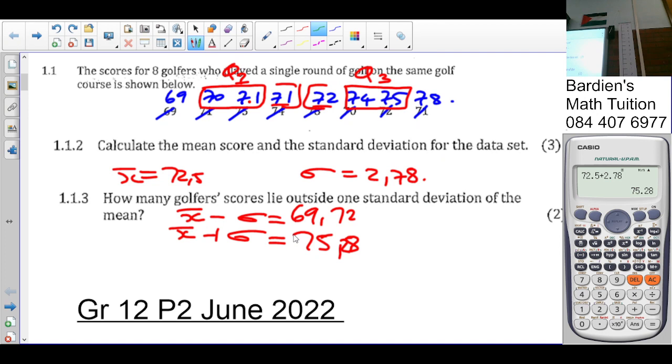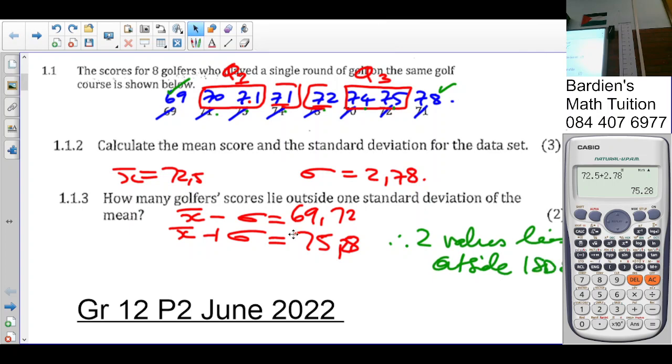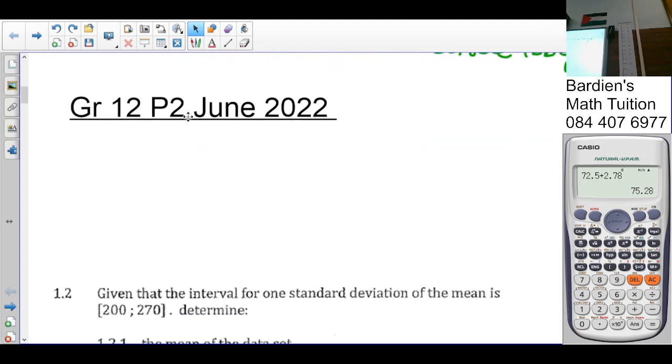So 69 is actually outside. 70 is inside. 71, 2, 3, 4, 5. However, 78 is outside. So therefore 2 values, or 2 players, lie outside one standard deviation of the mean. Okay, so 2 players lie outside one standard deviation of the mean.